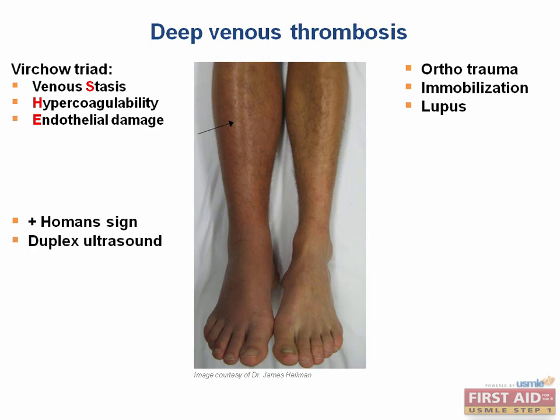Now, how would you treat a DVT? Patients with DVT are commonly treated with heparin, low molecular weight heparin, and warfarin. This keeps the clot from expanding and greatly reduces the chance of a pulmonary embolus.